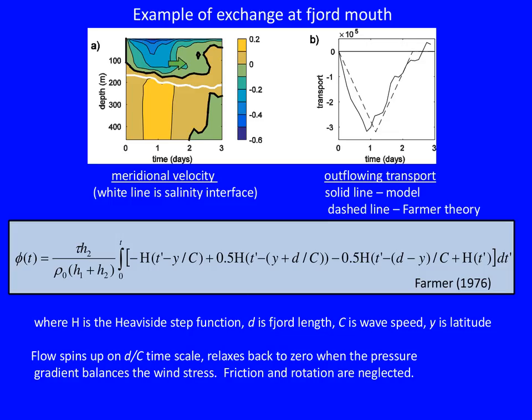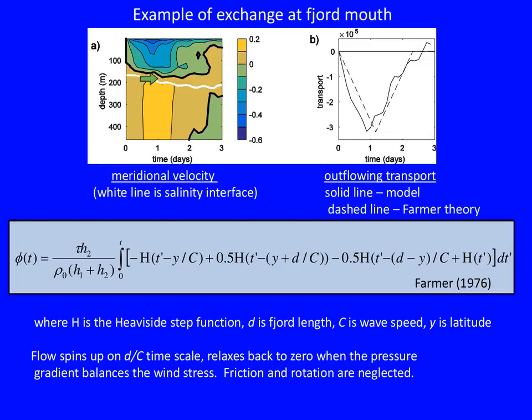Okay, this is just an example of the exchange that you get at the fjord mouth. So this upper left panel, this is depth, and this is the meridional velocity integrated across the fjord as a function of depth and time. So the wind is constant for all this time. You see we're spinning up this negative velocity that's flowing out of the fjord. In the deep, there's a weaker but deeper inflowing velocity. So these two are close to integrating to zero. So the net exchange is primarily baroclinic.